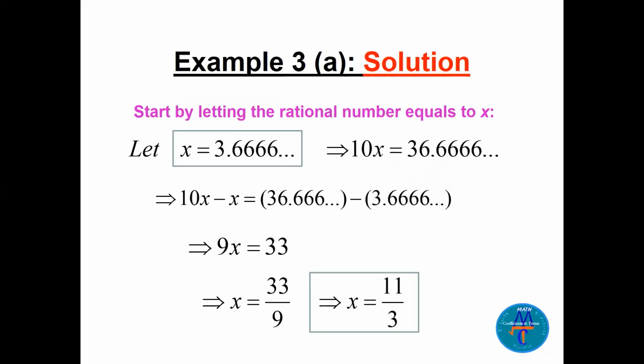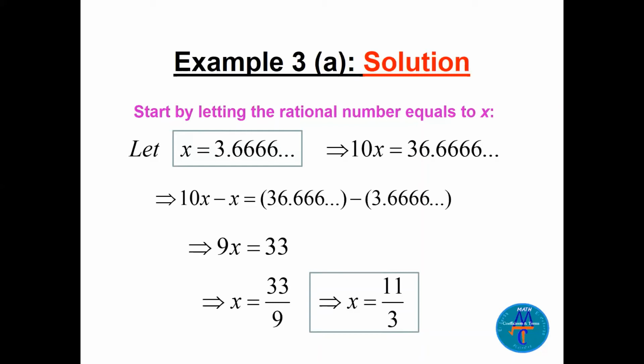Now, I have the number 3.66. Look at the method here. First, I say let x be 3.6666. Now, I ask myself, how many digits are there in the repeated part? It's only one number, 6 repeated. So I multiply by 10 on both sides. So 10 times x is 10x. 10 times this, I move the decimal point to the right by 1. So I get 36.6666.